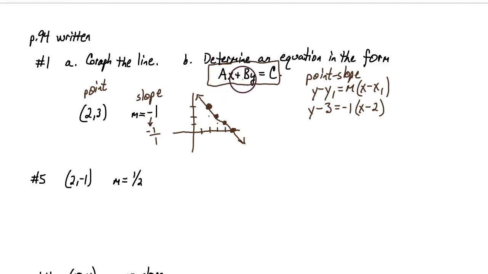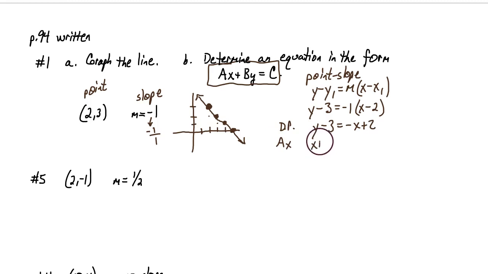The form we're trying to create has no parentheses. So the first thing we need to do is the distributive property. -1 times x is -x. -1 times -2 is +2. The form that we're trying to create has the x term on the left side, not over here on the right side. So let's add x to both sides.